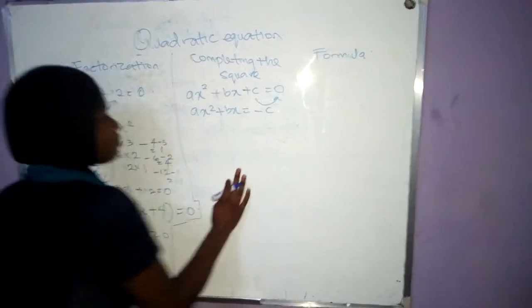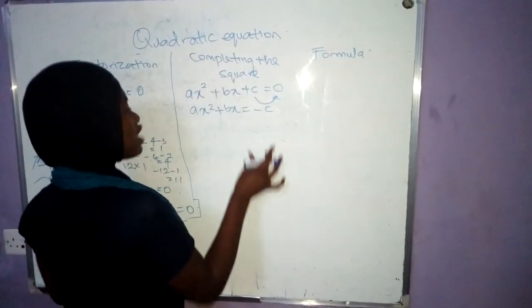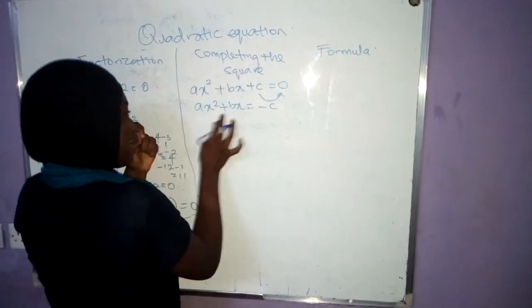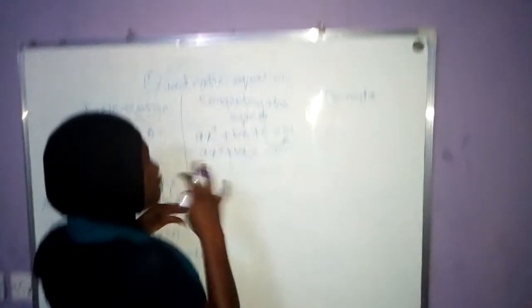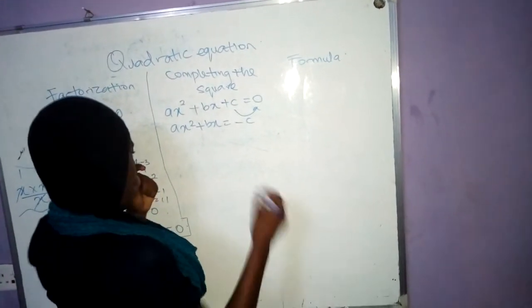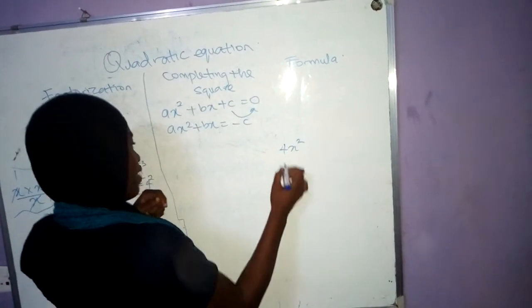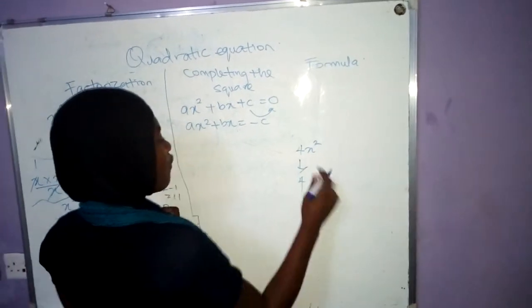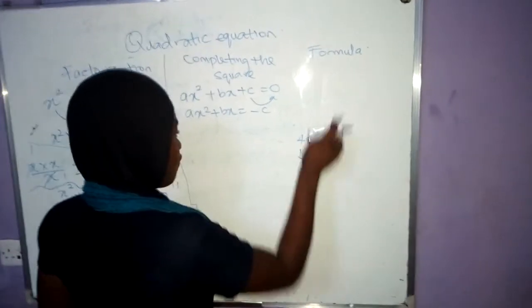Then the next thing that you do after this is to divide both sides by the coefficient. Divide everything by the coefficient of x squared. And the coefficient of x squared, if it's like 4x squared, is 4. If it's 5x squared, the coefficient of x squared is 5.